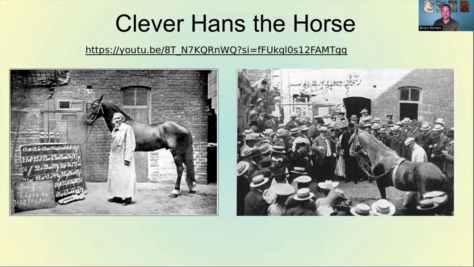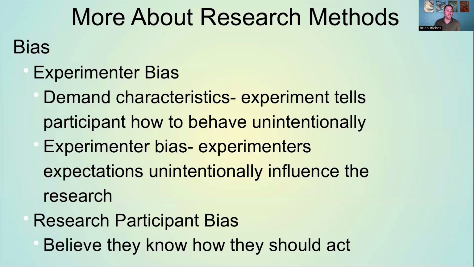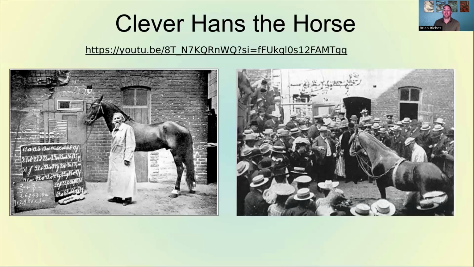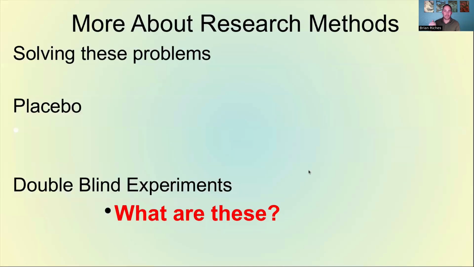Couldn't do math. And this kind of is an example of experimenter bias. In this sense, the experimenters are the people. They are giving bias to the horse. They are telling the horse what to do unintentionally. And so we have to solve these problems by doing things like using placebos and double-blind experiments.